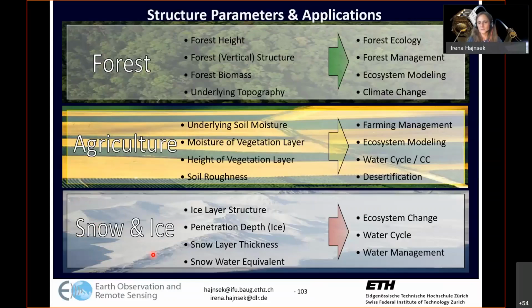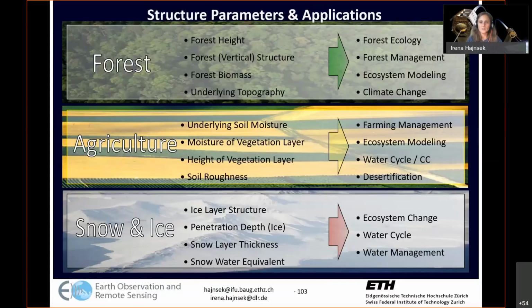You see here the parameters that are mainly of interest and can be extracted, and also the applications, to which systems we can use it: for water cycle management, water management in general, and all the ecosystem change analysis.